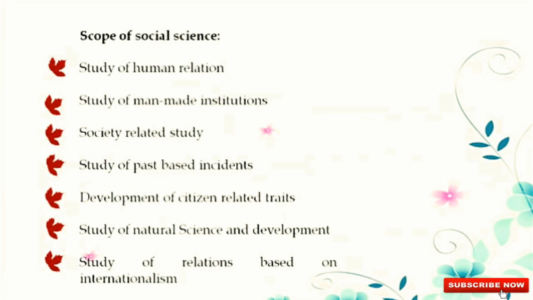When we talk about the scope of the social sciences, it always emphasizes study of human relations, study of human-made institutions, society-related studies, study of past-based incidents in history, development of citizen-related traits in political science, study of natural science and development in anthropology, study of relations based on internationalism.